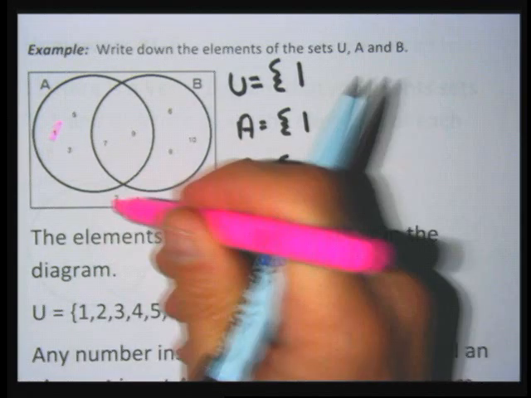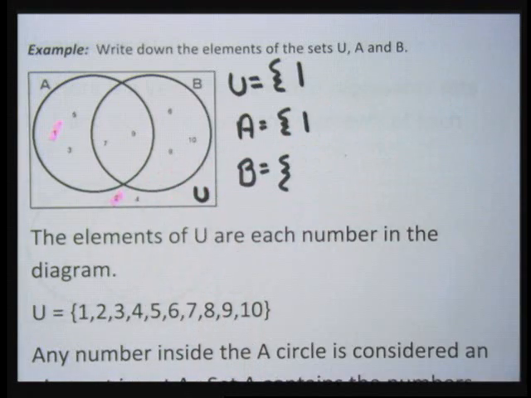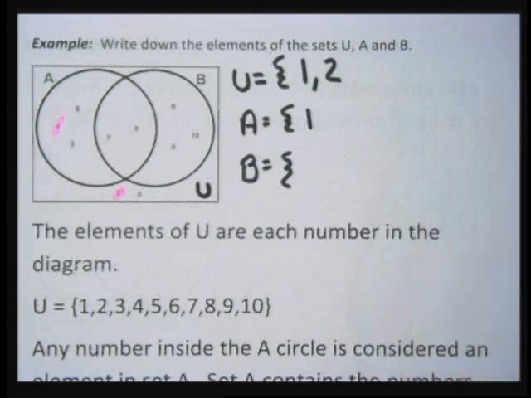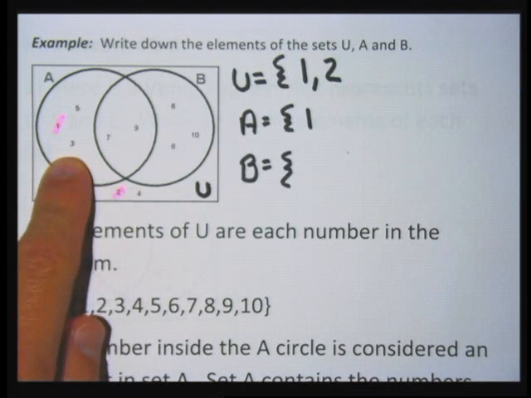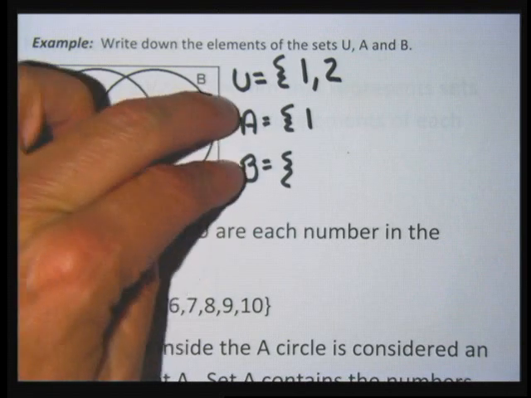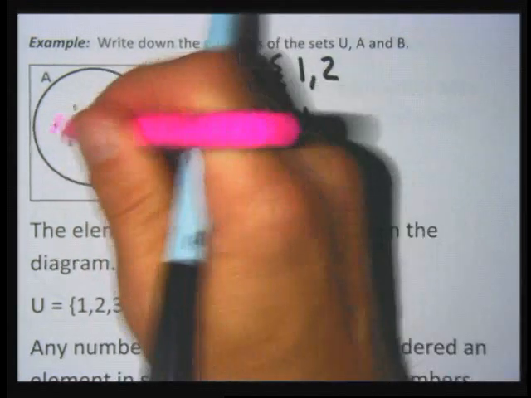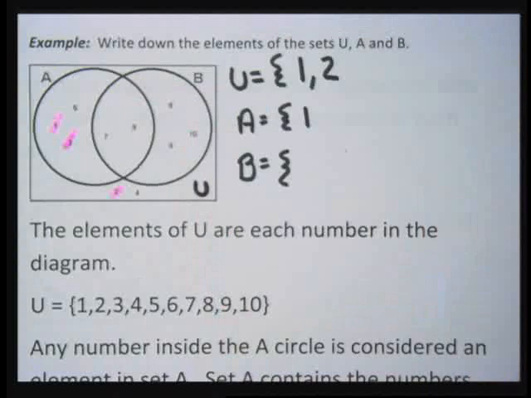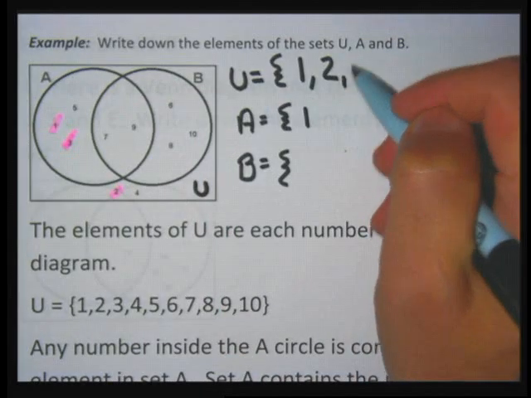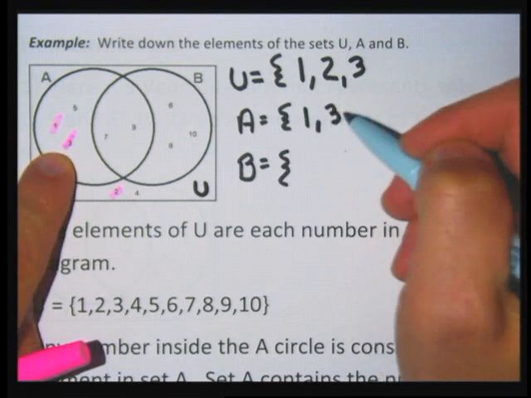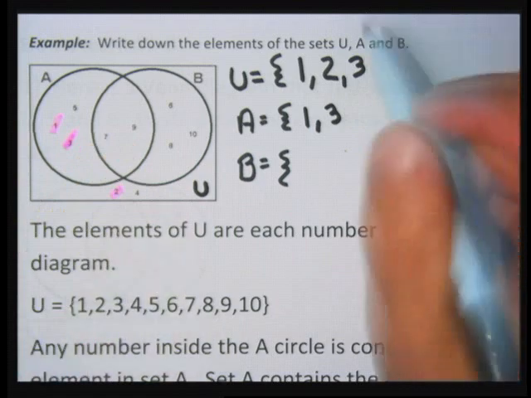Now I'll move to number 2. You don't have to do these in order, but it just kind of makes sense. Now 2 is inside the rectangle, so it's part of the universal set. So in my listing of the elements of the universal set, I'm going to put the number 2. But 2 isn't inside the A circle, nor is it inside the B circle, so 2 won't belong in the listing of the elements of the A set nor the B set. Now I'll move to 3. 3 is a lot like 1. It's inside the Venn diagram, so it has to be part of the universe. It's inside of set A, so it needs to be part of set A. And it's not inside the set B circle, so it's not part of the set B.